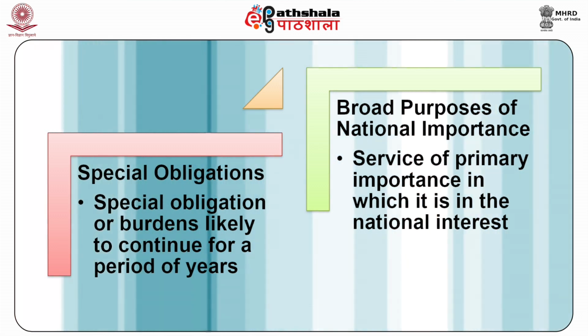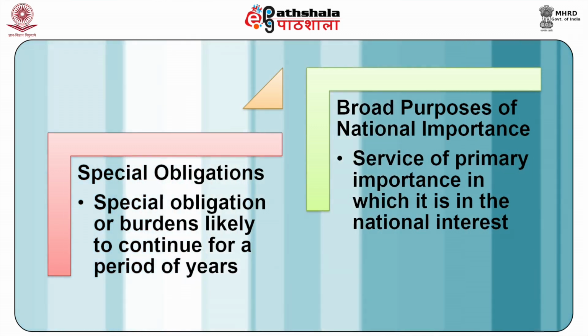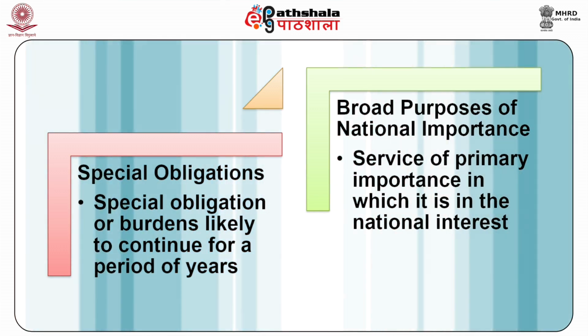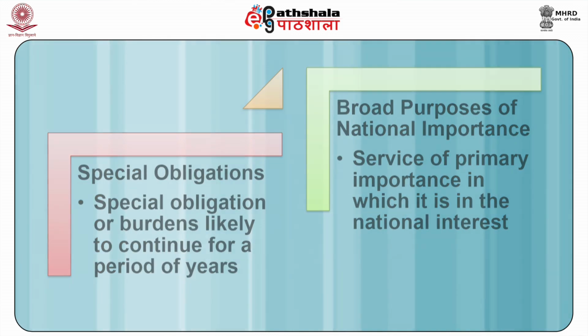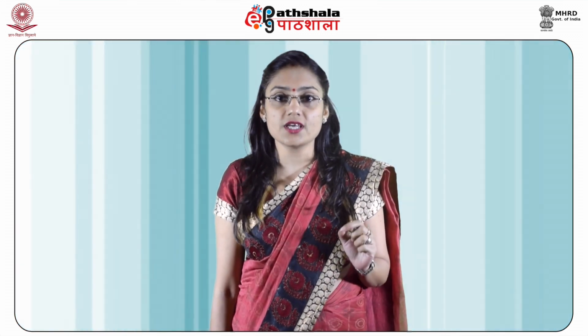Sixth, broad purposes of national importance. The Commission favored that grants may be given to further any service of primary importance in which it is in the national interest to assist the less advanced states. The first Finance Commission explicitly stated the best theoretically accepted principles that had emerged in literature for guiding the determination of fiscal transfers. The first Finance Commission recommended specific purpose grants for primary education.